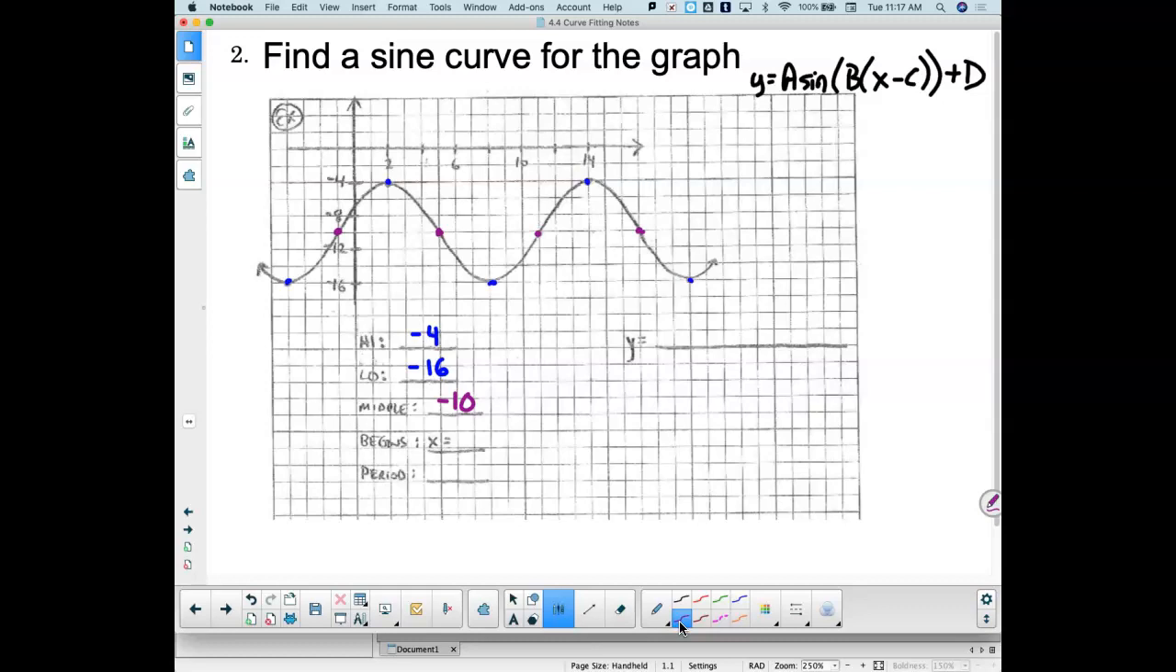I say 2. At 2? Can't start at 2. Negative 1. Again, sine starts in the middle. Where do you want it to start? Negative 1? Okay, that's fine with me. So the sine curve is going to start at negative 1.